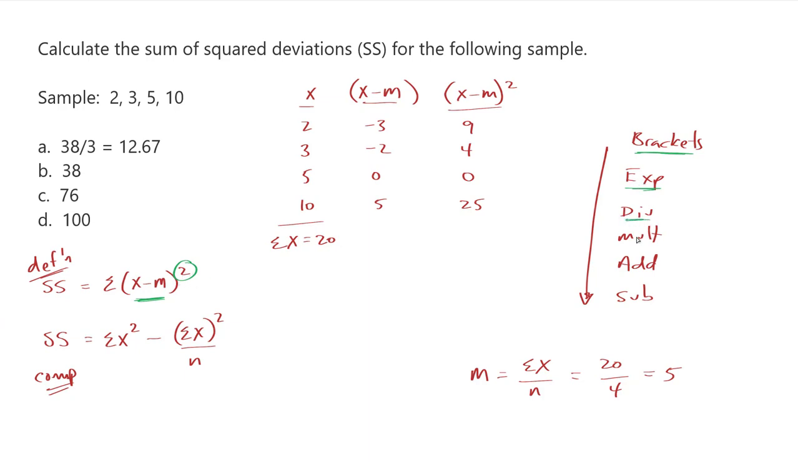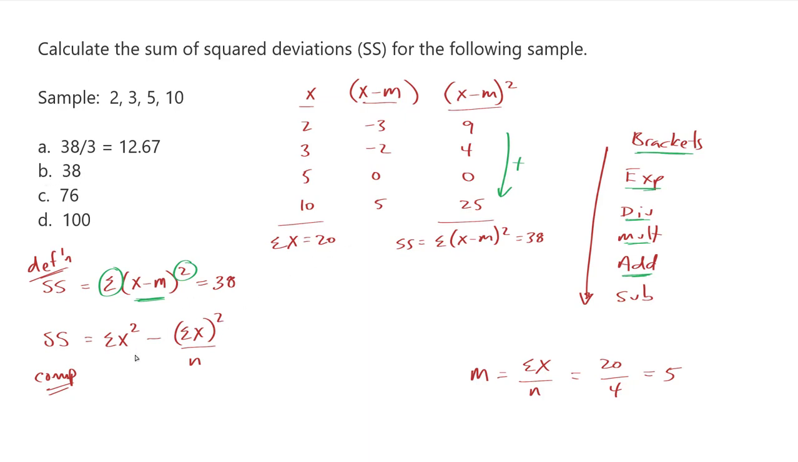All right, so now I've taken care of the exponents. There is no division, there's no multiplication, but there is addition. The summation sign means I have to add up all of my results. So I'm going to add up everything this way. Okay, so let's do that. 9 and 4 makes 13, plus 25, that makes 38. So the sum of my squared deviations is 38. That is the sum of squares. The sum of squares is the sum of the squared deviations. It's 38. So the answer is going to be B, 38.